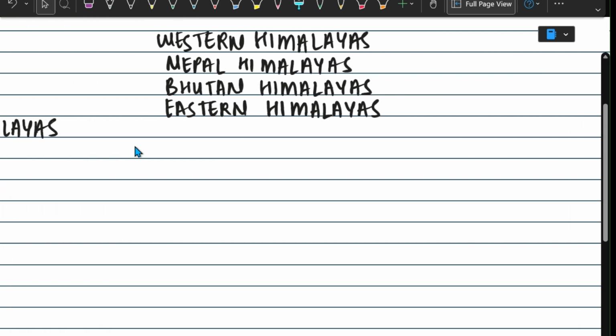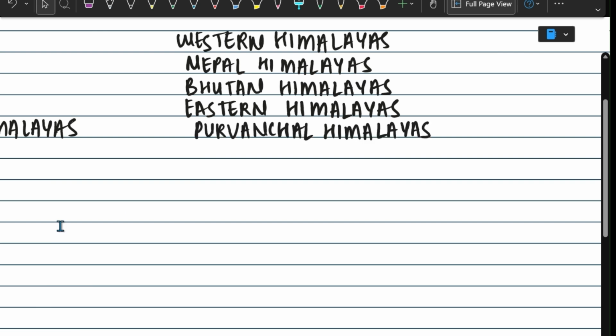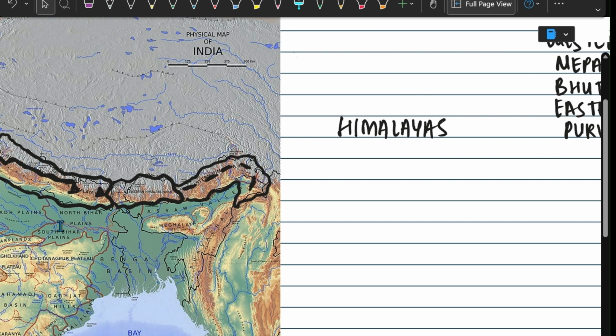Well, next, moving on, we have the Purvanchal Himalayas. Here, the Himalayan range curves sharply southwards and extends into the northeastern states of India like Nagaland, Manipur, Mizoram, and Tripura. The hills here are lower in elevation but are significant for India's northeastern region. This is the entire Purvanchal range.